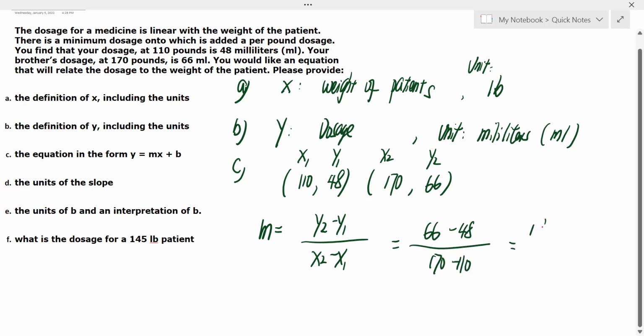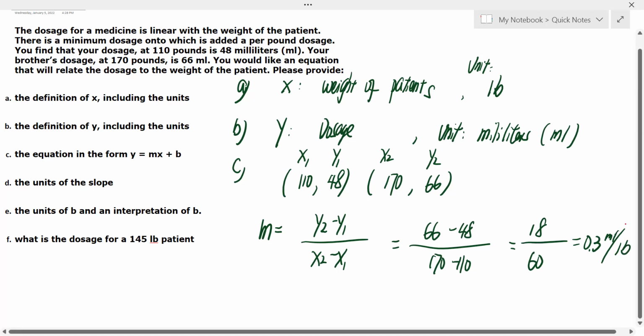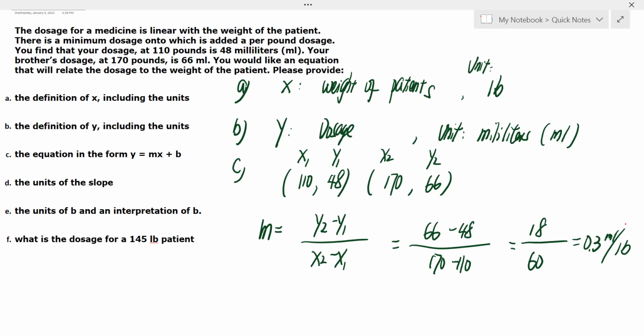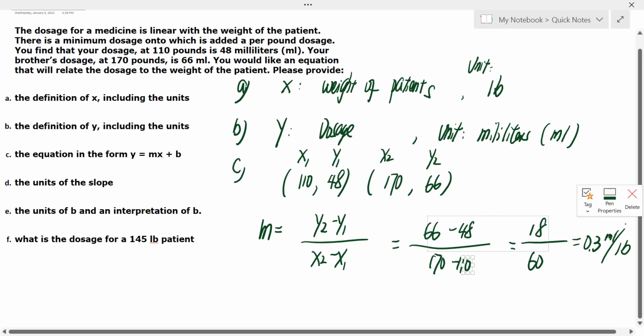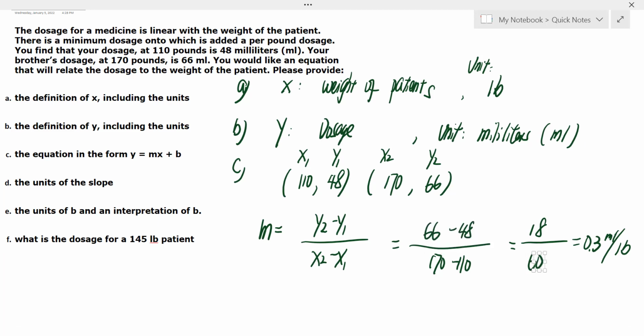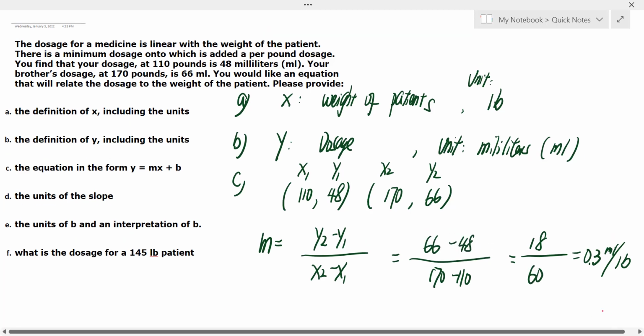So this turned out to be 18 over 60. This turned out to be 0.3. And the unit for this will be milliliters per pound, 0.3 milliliters per pound. And remember, the y value is the dosage in milliliters, and the x value is the weight of the patient. Okay. And we're not done yet, right? So far we only know the slope, and then we can use the point slope formula to get the y value here.